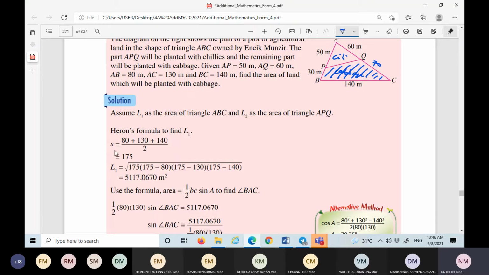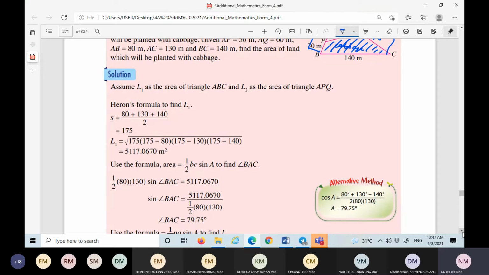Okay, so first of all, you find S, the semi perimeter. Here is 80, here is 130, and here is 140. Find the semi perimeter, then just use the formula to find the area. This is another alternative, with 80, 130, and 140, to find one of the angles. This is another method. If we continue with Heron's formula, I have found the area of the bigger triangle. Now I need to find the area of the smaller triangle.